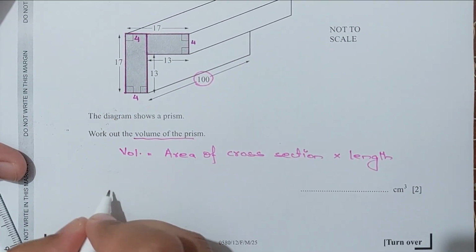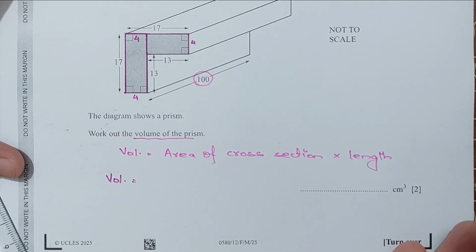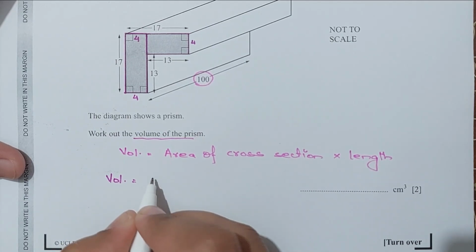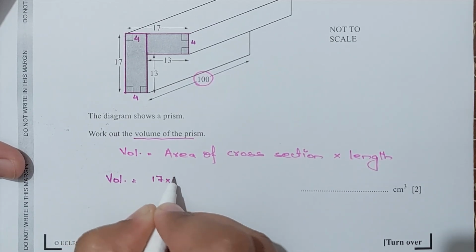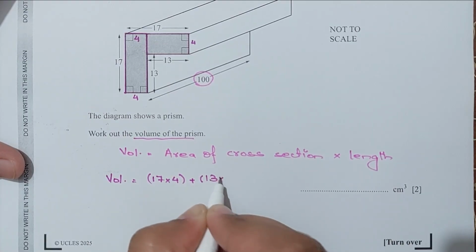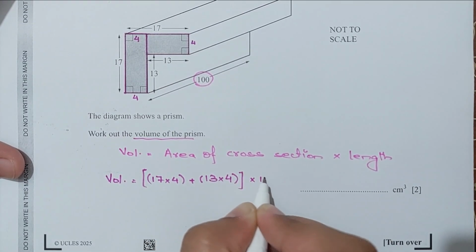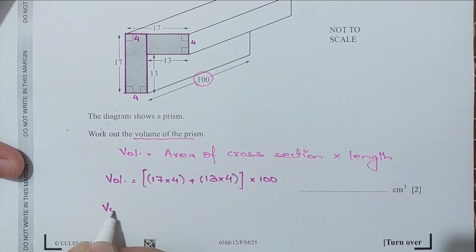So for the area of the cross section, we have two rectangles. The area of a rectangle is length times width, if I recall. So the first rectangle is 17 times 4 plus the other rectangle is 13 times 4, and times the length, which is 100. Let's solve for the volume.